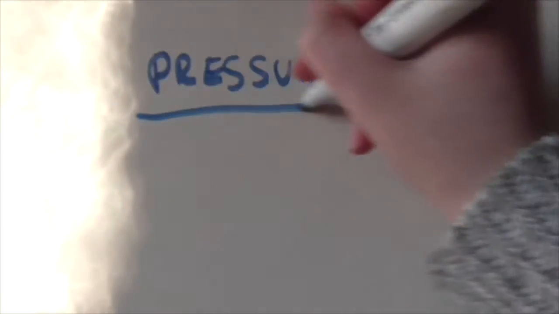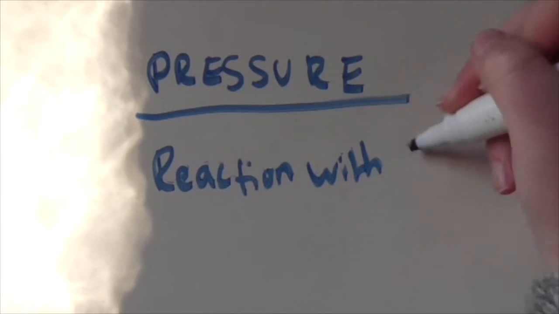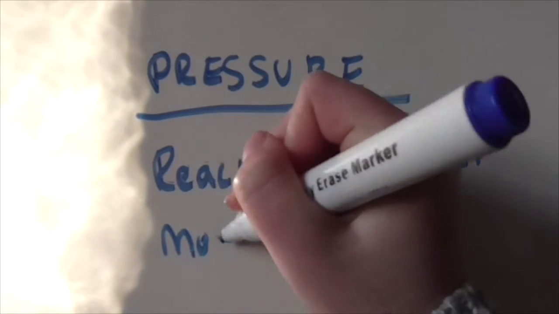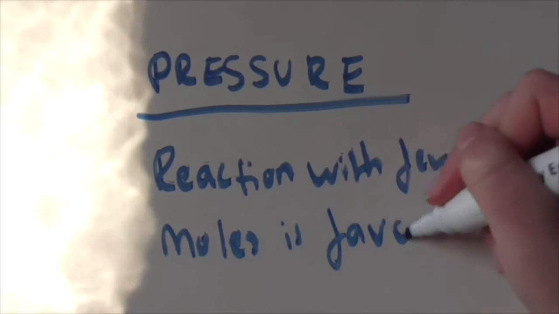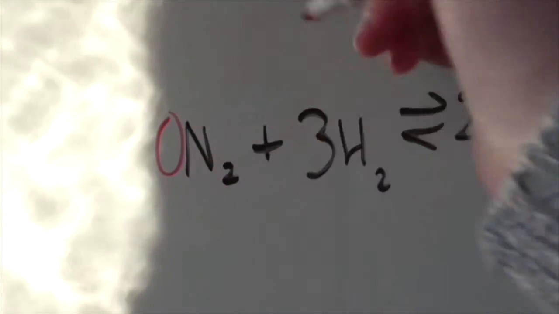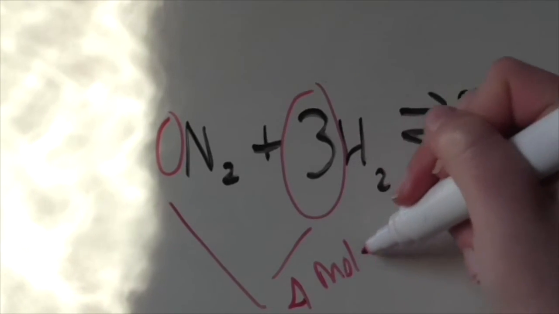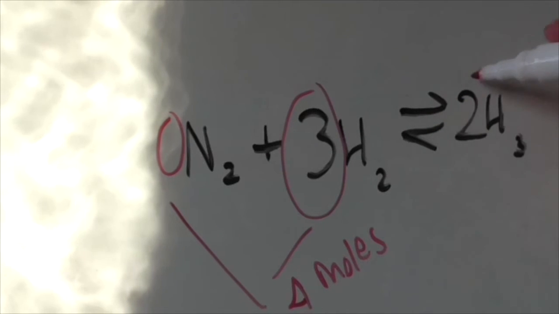Let's take a look at pressure now. This is actually easier than temperature. Essentially, the reaction which has the fewest moles in it is favoured, so the rate of that reaction is going to go faster. For example, take the formation of ammonia in the Haber process. As you can see, I'm currently circling the moles. On the reactant side, there are 4 moles because there is 1 mole of nitrogen and 3 moles of hydrogen.